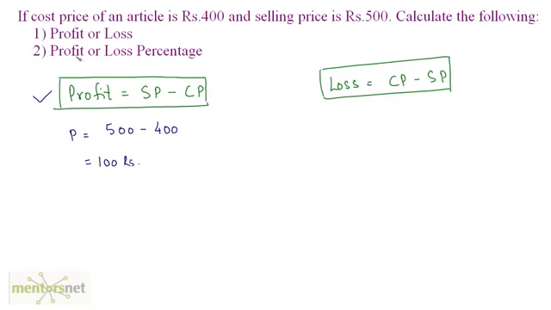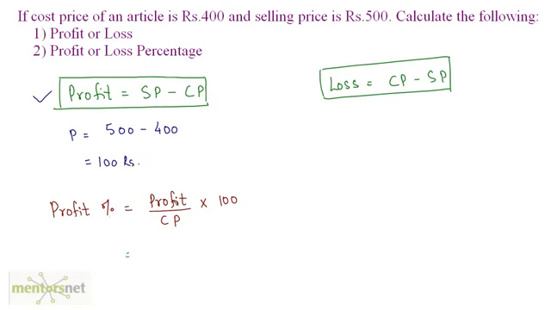Now we have to calculate the profit percentage. Well, there is a formula for profit percentage. So profit percentage is equal to profit divided by cost price times 100. Keep in mind that profit or loss is always calculated upon the cost price. Hence we have calculated profit percent on the cost price.